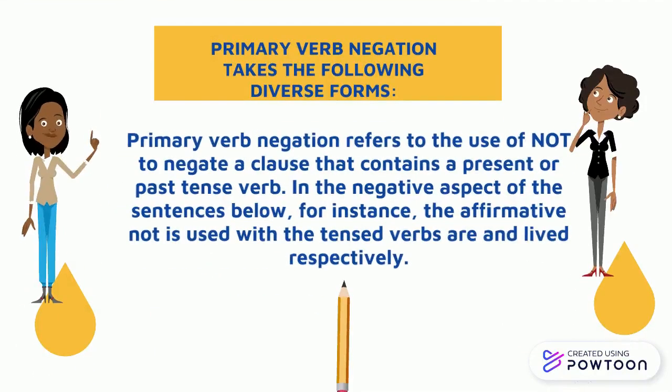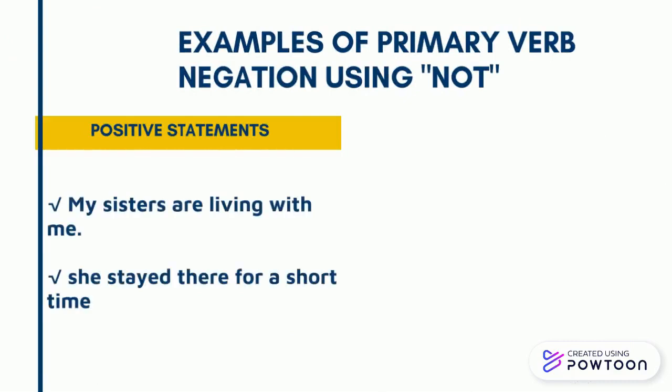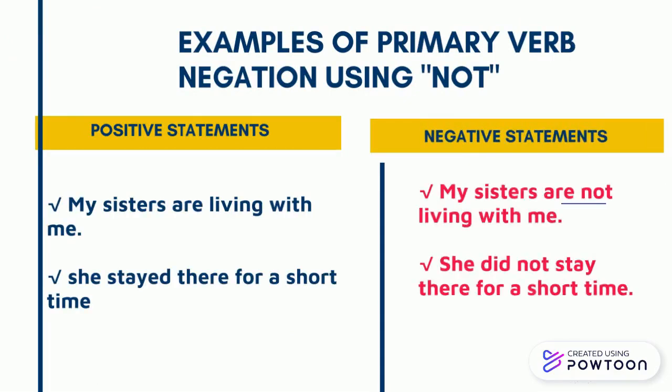Let us look at primary verb negation. This process takes place in a clause that has a verb in its present or past tense form by inserting not before the verb. In the examples you are looking at, two affirmative statements have been converted into negative statements by inserting not.